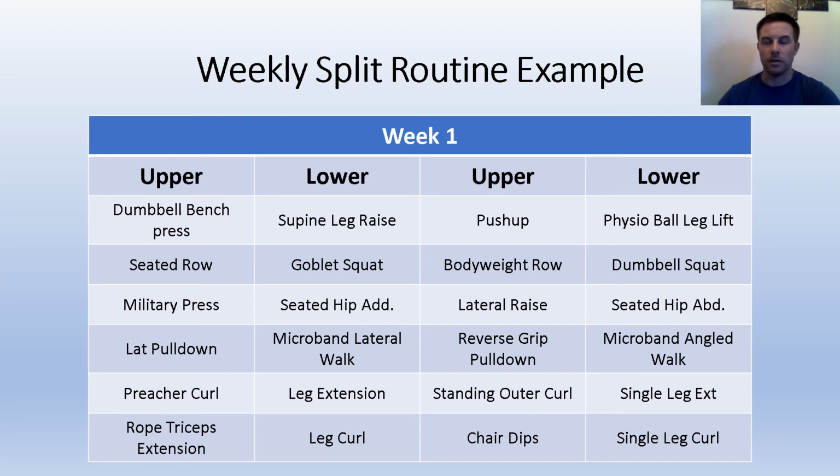Then you can use these for some other body weight exercises: push up and body weight row, which you can do almost anywhere. Lateral raise for the shoulders, reverse grip pull down for the lats and traps, and standing outside outer curls and chair dips, with the lower on the next day to pair that with: the physio ball leg lift, dumbbell squat, seated hip abduction, microband angled walk, single leg extension, and single leg curl. So there's a limitless amount of combinations you can do to superset your own program.